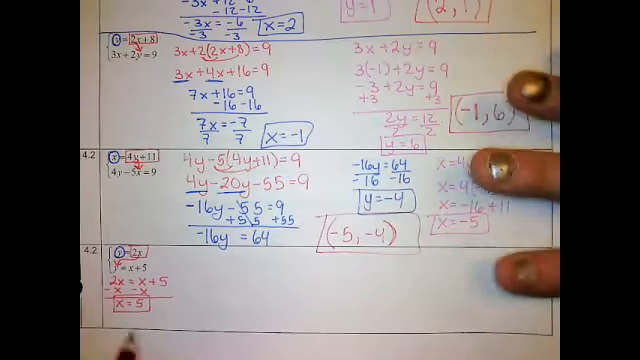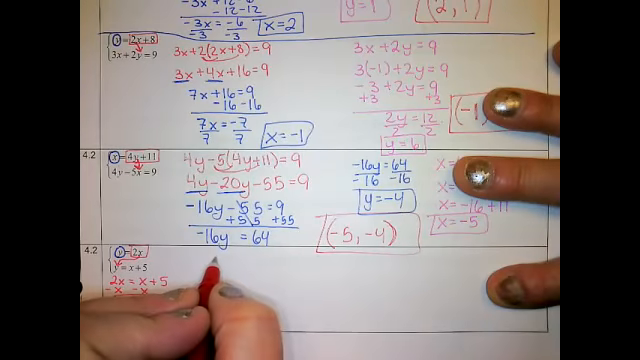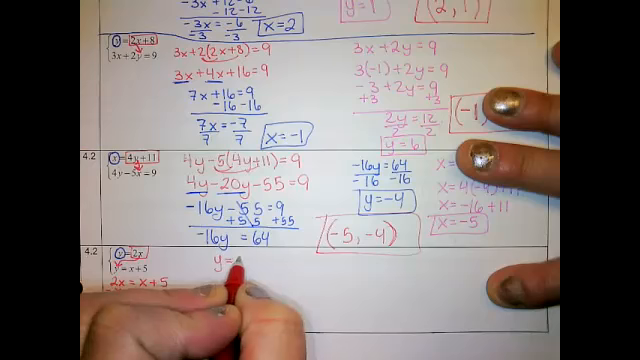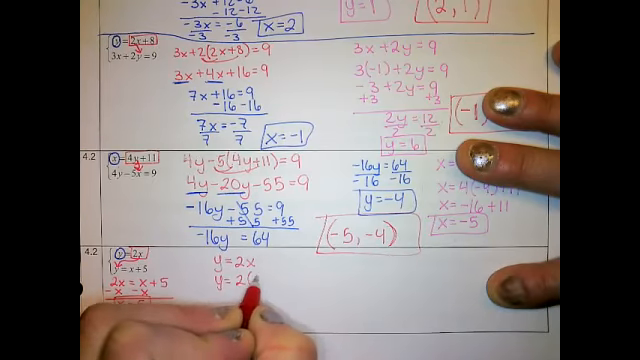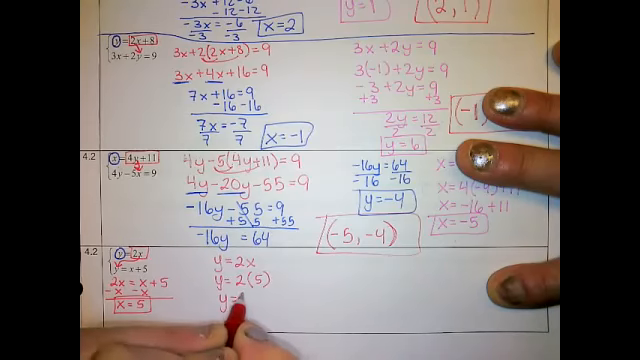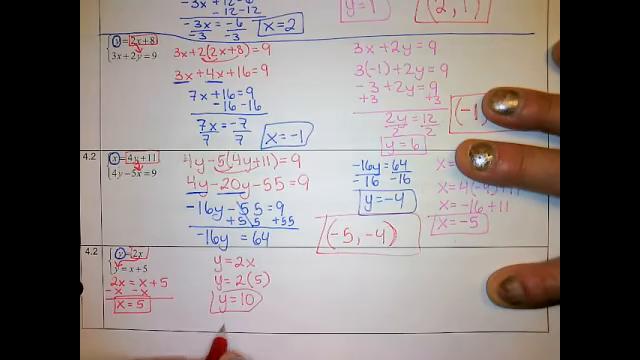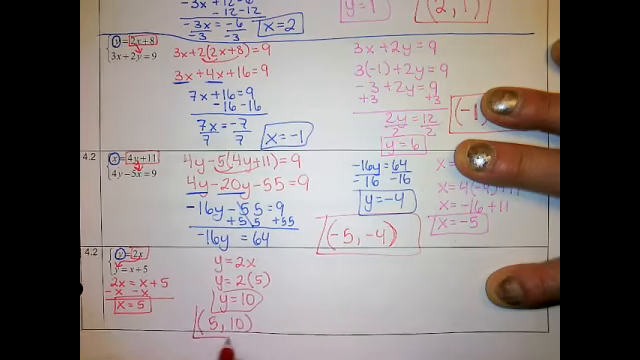Okay, so now I know x equals 5. So now I can choose either one of these, and I can plug 5 in where I see x. So that's going to be y equals 10. So my answer then is 5, 10.